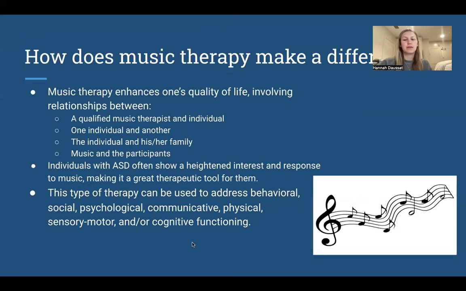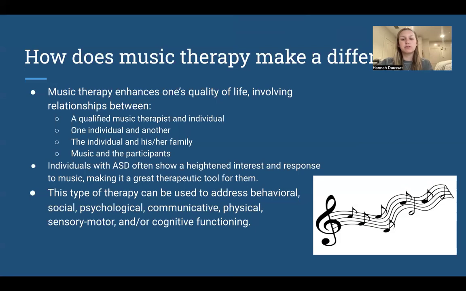How does music therapy make a difference for individuals with ASD? To begin, music therapy enhances one's quality of life, involving relationships between a qualified music therapist and individual, one individual and another, the individual and his or her family, and music and the participants.